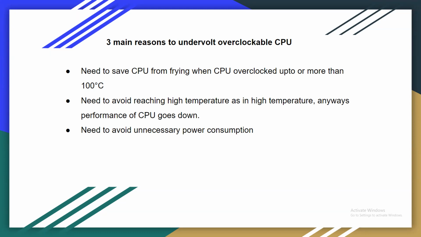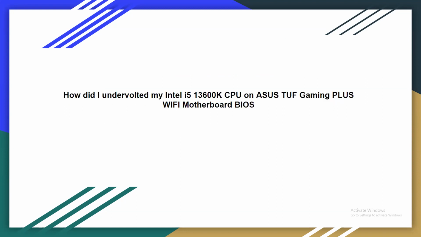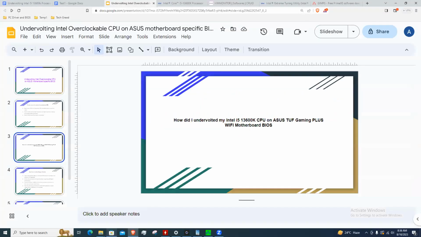Second, I need to avoid high temperature on my CPU, because if there is high temperature, I will not be gaining performance. Third, I need to avoid unnecessary power consumption by my CPU. Due to these things, I'm going ahead. So how did I undervolt my CPU on the ASUS Tough Gaming motherboard? Let's watch a video quickly.